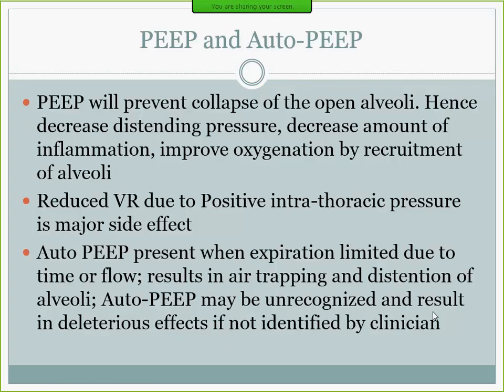So PEEP will prevent collapse of the open alveoli, decrease distending pressure, decrease the amount of inflammation, and improve oxygenation by recruitment of alveoli, right? PEEP does definitely have an effect on venous return because it increases intrathoracic pressure. And when you don't recognize this auto PEEP, it is going to have an even higher or augmented effect on this decrease in venous return. So when the patient is developing auto PEEP and you don't recognize that, the patient can remain persistently hypotensive and you don't know what's going on. You can fix that by just correcting this auto PEEP.